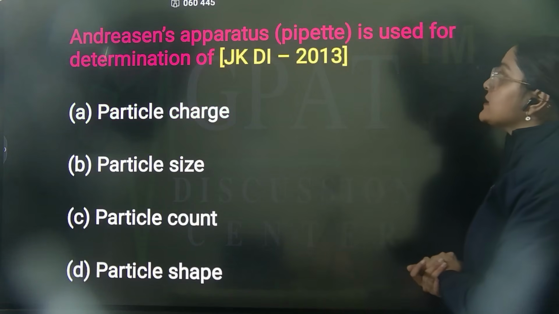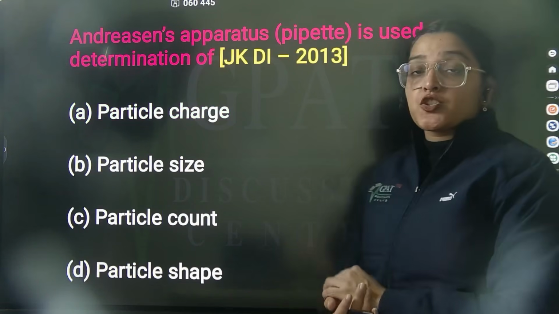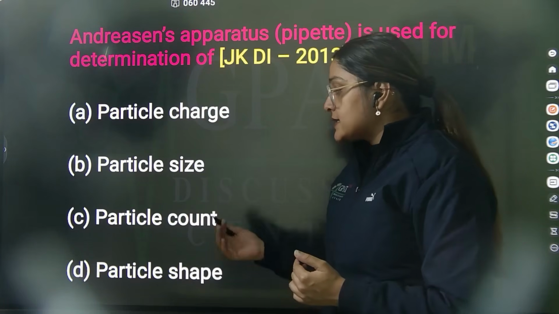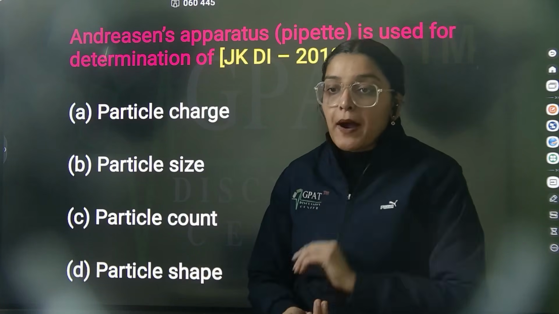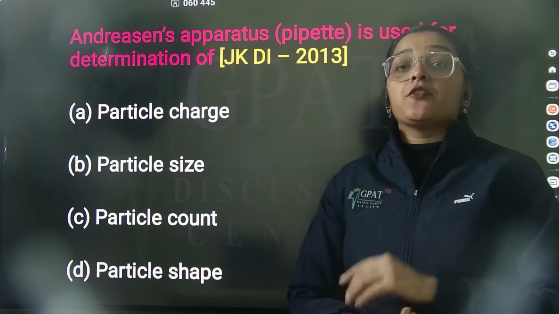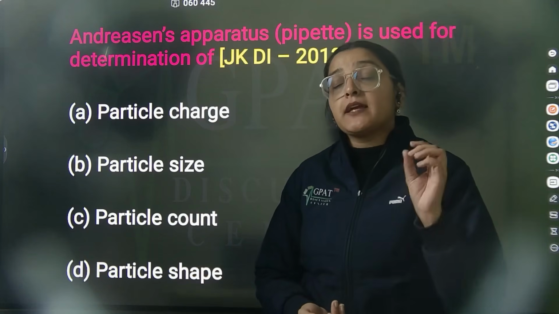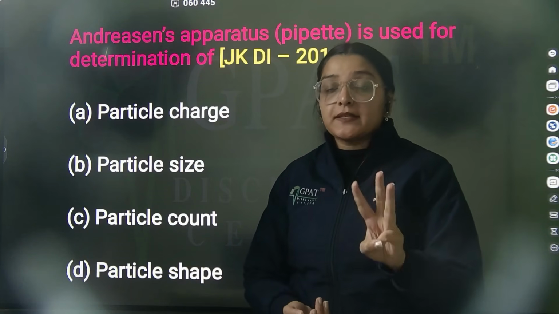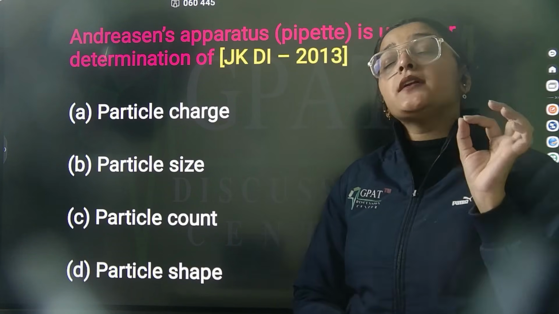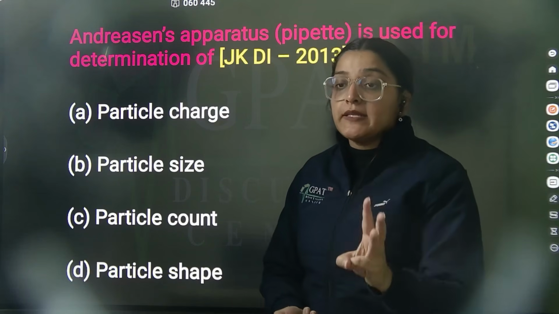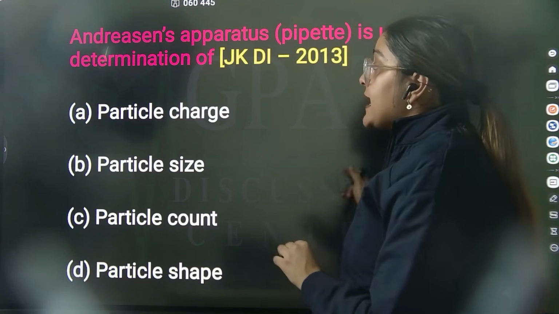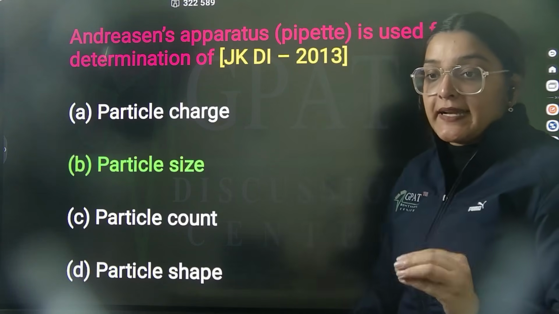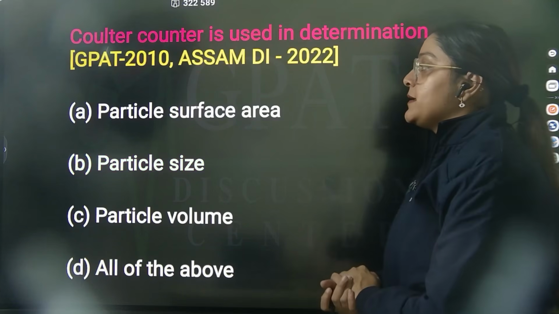Next, Andreasen apparatus is used for the determination of particle charge, size, count, and shape. So you all know particle size measurement we are talking about for the Andreasen apparatus, pipette method, hydrometer method, and balance method. All these are for the particle size measurement based on the sedimentation method. Option B here is correct.